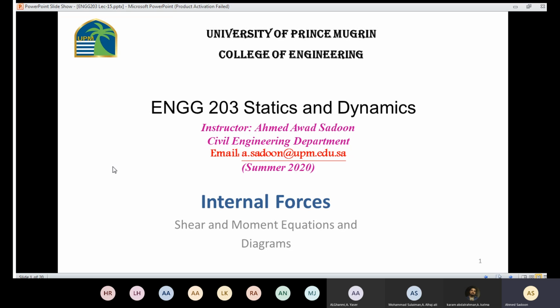Today we are going to continue in chapter number 7 regarding the internal forces. Last time we learned how to calculate the internal forces at a specific point. But today we need to know the variation of the internal forces along the entire beam. And in order to do that, we need to formulate shear and moment equations and then draw the diagram.